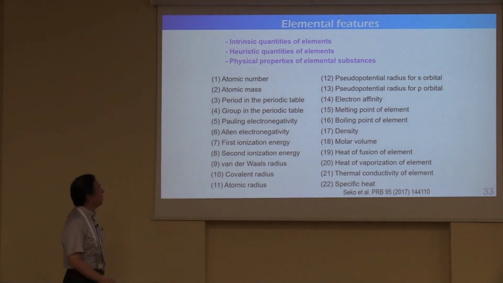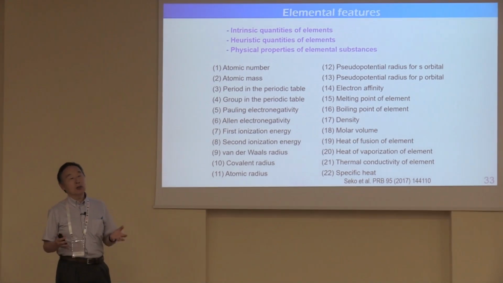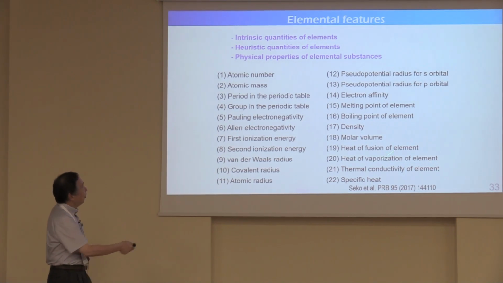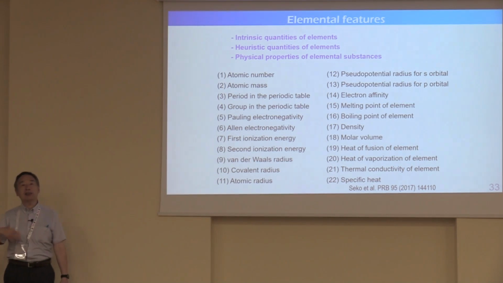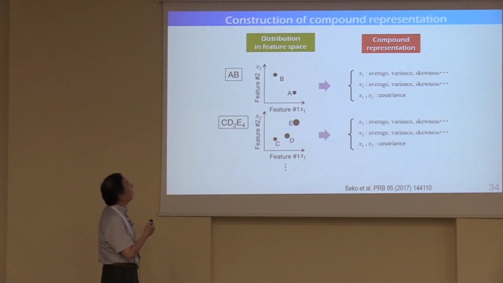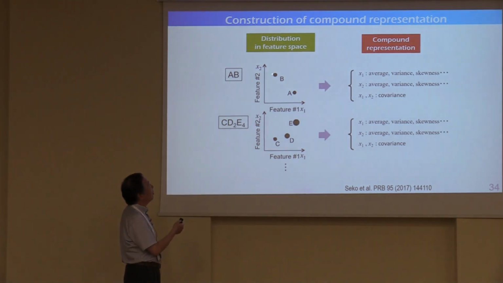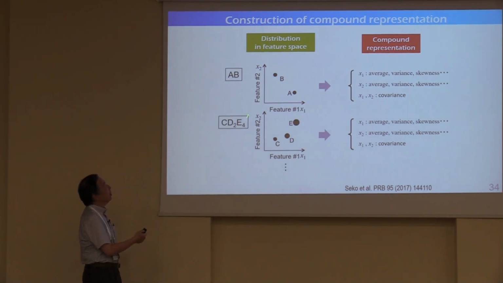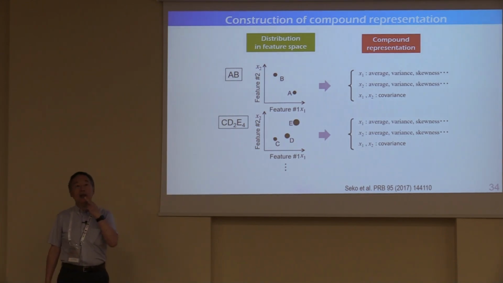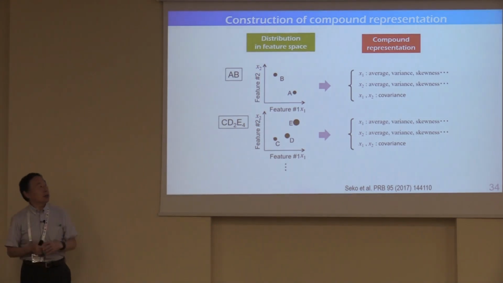Of course, you may worry that electronegativity and other electronegativity scales are mostly similar. But data scientists know how to avoid that kind of overfitting. So they normally use whatever we can use. So we use all of them. If something is not really necessary, they just avoid it automatically. Together with these 22 elemental features, we use some compound representation. If the compound is AB, in the feature space A and B are put like this, and we take the average, variance, skewness, and covariance as a compound representation. In that way, we end up with something like 500 features. So we made a 500 dimensional feature space.